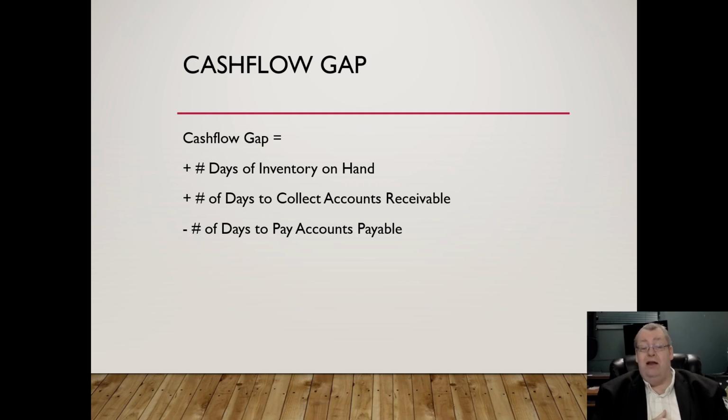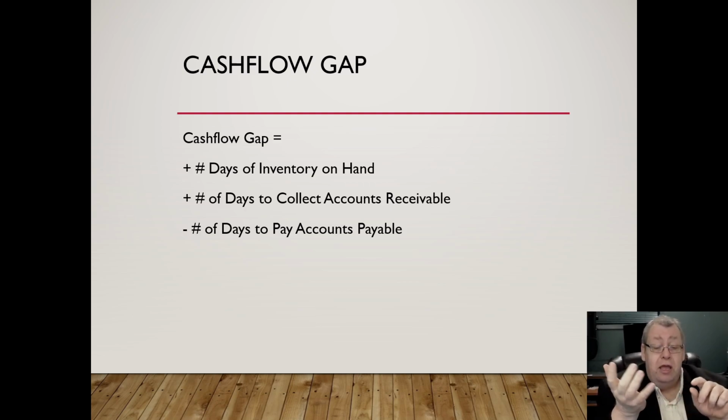What's the average number of days that your inventory sits in your inventory? So from the time you bring in the inventory, how long does it sit there on average before you sell it? Then, what is the average number of days it takes you to collect on an account receivable sale? So the day you sell the item, the customer incurs a charge. How many days does it take them on average to pay you? And then finally, the number of days to pay the accounts payable. How long does it take for you on average to pay your bills once you incur the charges?